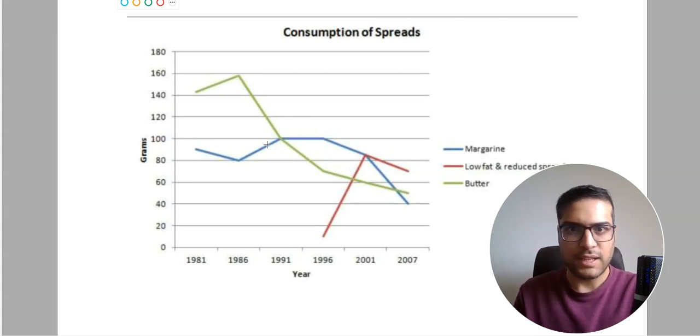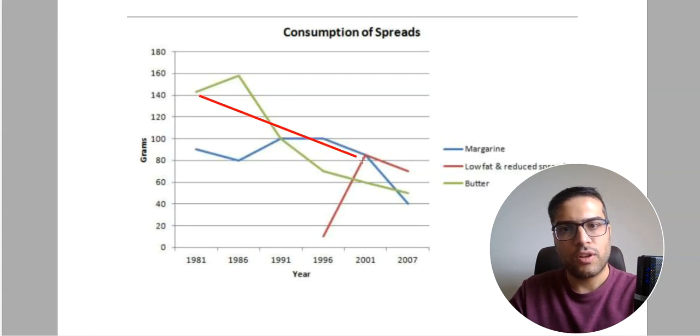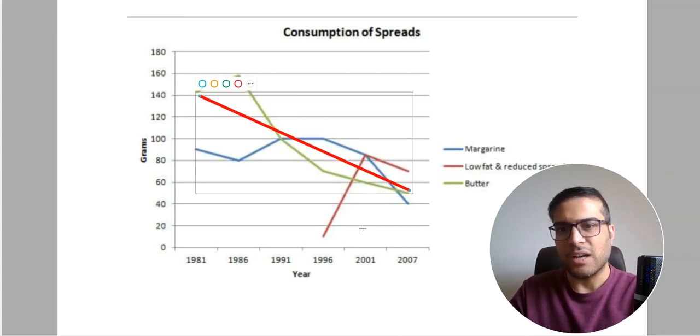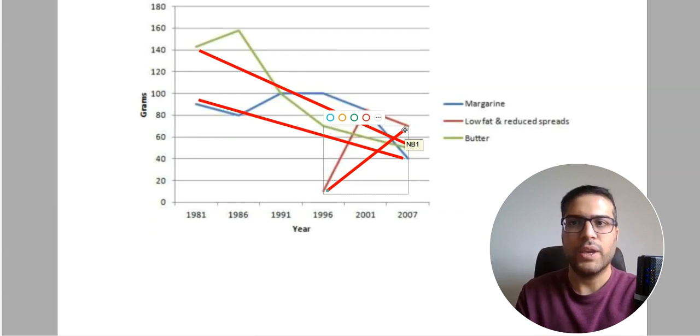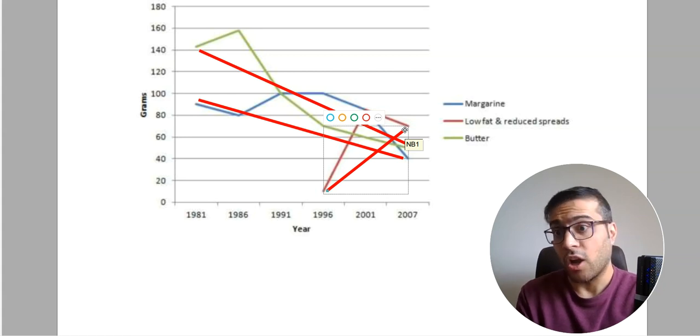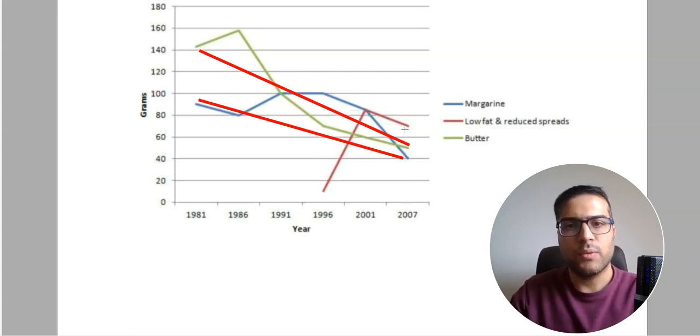So first of all, let's decide how we can write an overview for this. Let's have the overall trend for the butter. The overall trend is obviously a downward trend for butter, and this is the same for margarine. However, for low fat and reduced spread, we have an upward trend. So one sentence that we can write in our overview is that the figure for margarine and butter experienced a downward trend. However, low fat and reduced spreads witnessed an upward trend. So that's one thing we can write about.